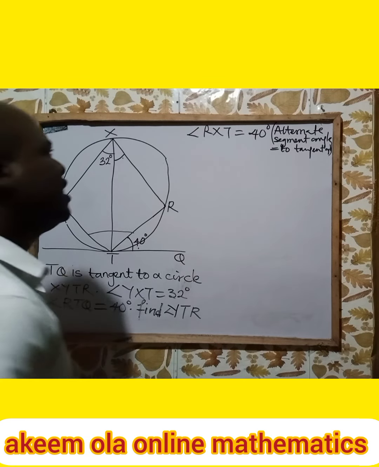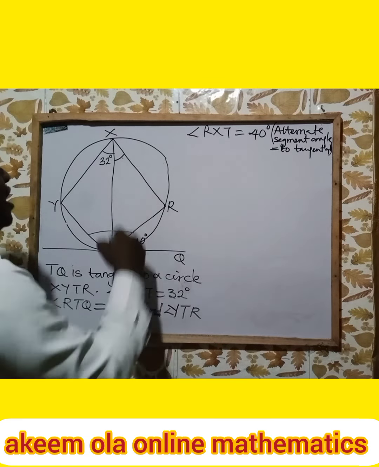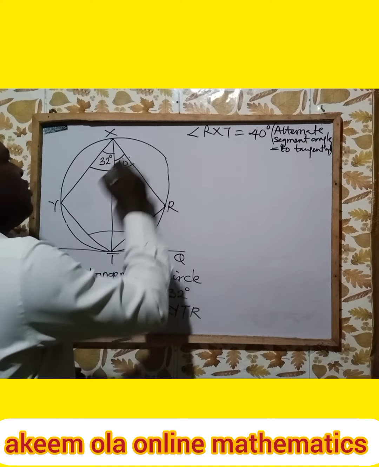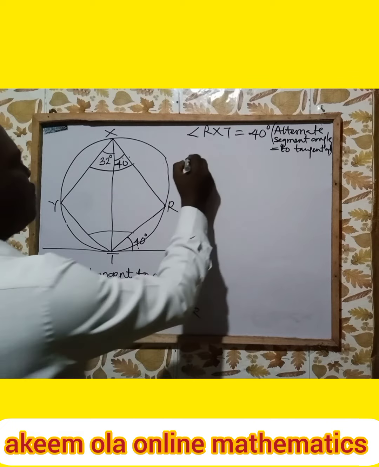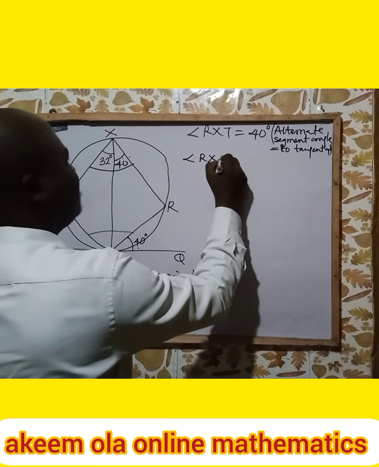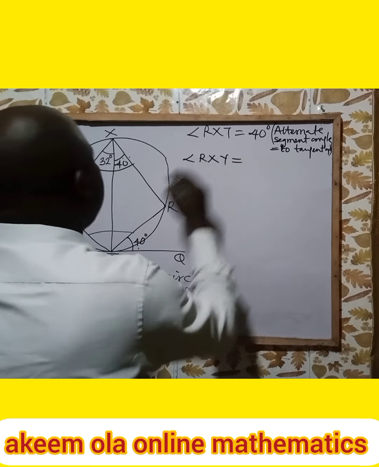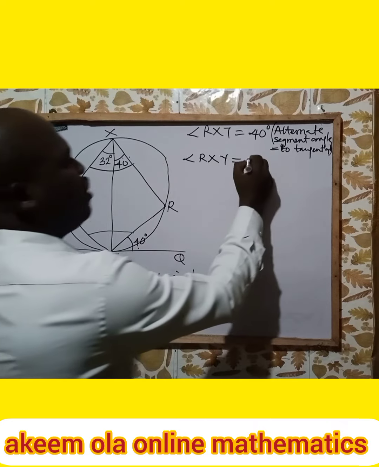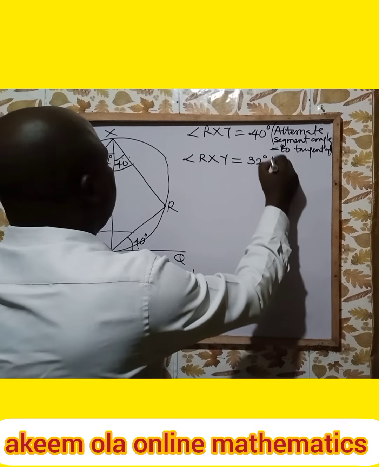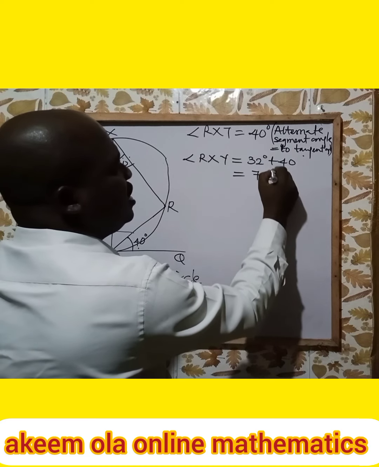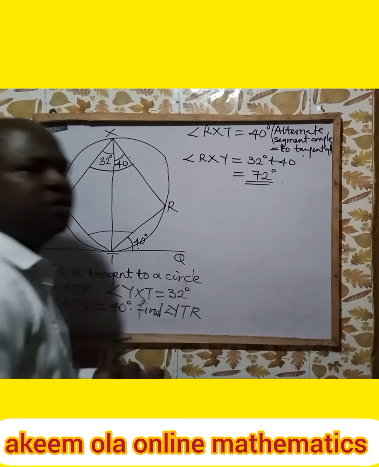Now that we have considered that, our angle RST is 40 degrees. Then we can get the sum of the angles here. Therefore, our angle RSY will be equal to the addition of these two angles: 32 degrees plus 40 degrees, and that will automatically give us 72 degrees.